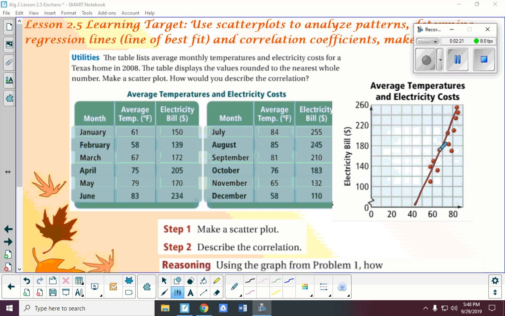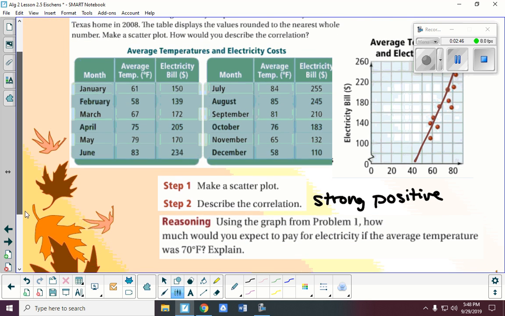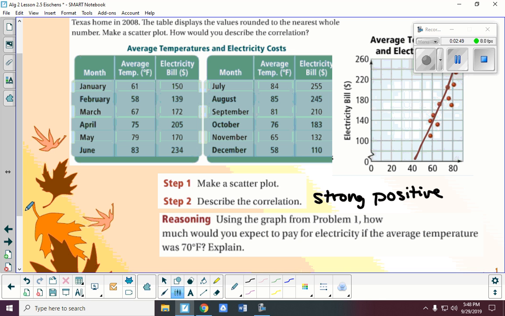And we can describe the correlation. If we drew a line here, we see that these points are all fairly close to that line, so we would say that they have a strong correlation, and as the average temperature is increasing, the bill is also increasing, so we would say it's a positive correlation. So strong positive, probably an R value of close to +1. And after that, we can use the graph to predict. It says, what would you expect to pay for electricity if the average temperature was 70 degrees? Well, we look over here to 70 degrees, and so it would be somewhere in here, probably around $190.